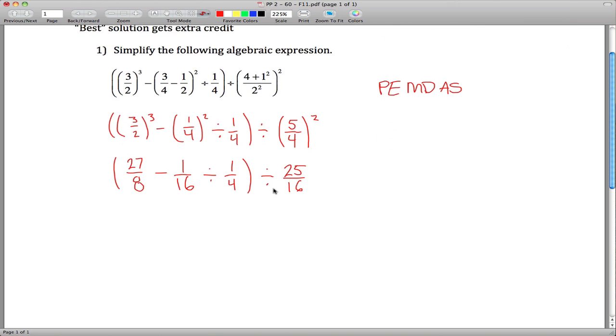This is kind of a confusing form to look at. Okay, first we want to take care of what's inside these exponents here. And then on the inside, we have something minus something divided by something else. So division comes before subtraction. So we got 27 divided by 8 minus, let's see, 1/16 divided by 1/4 is the same as 1/16 times 4/1. And if you multiply that out, you get 4/16.